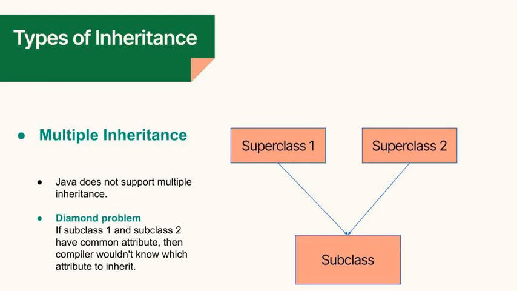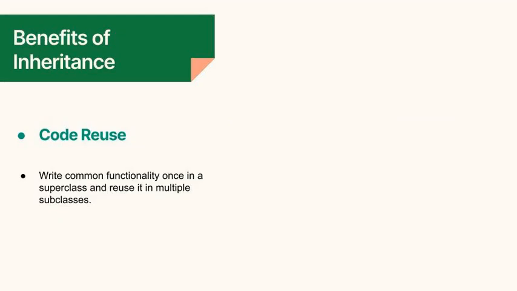Multiple inheritance. Java does not support multiple inheritance for classes. If Java allowed a class to inherit from two parent classes that both define the same attribute, it would lead to ambiguity, often referred to as the diamond problem, because the compiler wouldn't know which attribute to inherit. To avoid this issue, Java allows multiple inheritance only through interfaces, ensuring that any potential conflicts must be explicitly resolved by the implementing class.